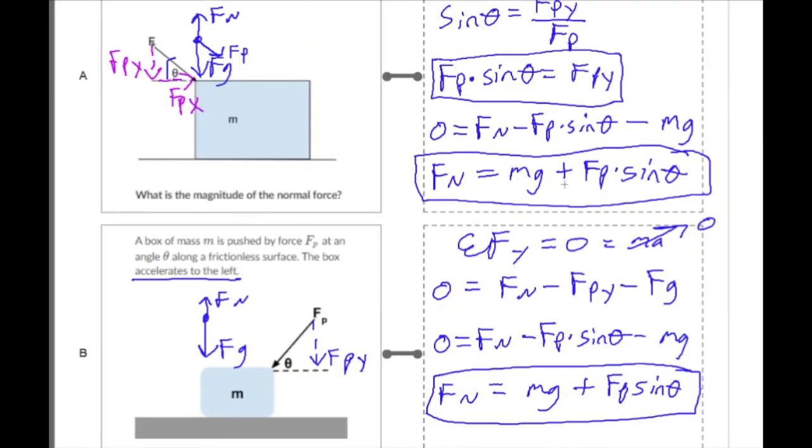So when we push down on the object, we're actually adding more force to that surface. So the surface needs to support more of that weight. And since the surface needs to support more force, we're going to end up making force normal bigger when we push down on that object. So again, just summarizing, pushing down means that you're going to have a bigger force normal. Pulling up means that you're going to have a smaller force normal. And that makes sense because when you pull up on things, you technically make them lighter. And when you push down on things, you make them heavier.